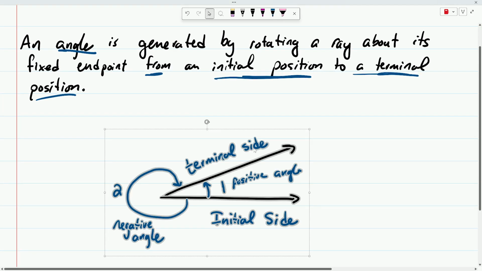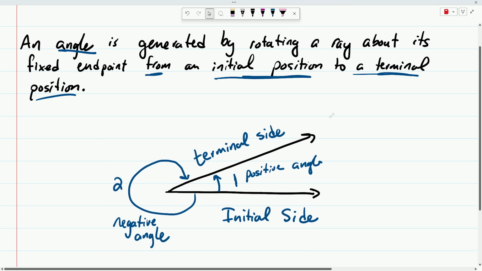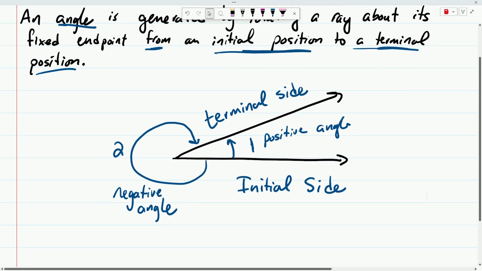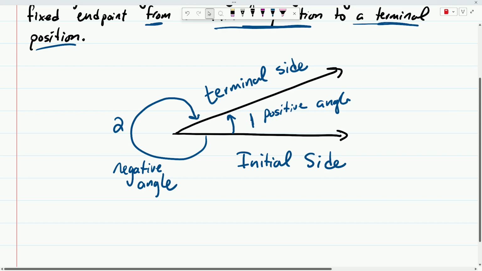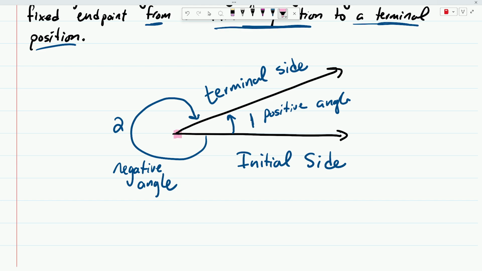So I'm going to paste it. And here's what an angle looks like. So first things first, all right? And I'll highlight as I talk. First, we have our initial side, and then we have our terminal side. This right here is called the angle. Now, if we go counterclockwise, we call this a positive angle. So angle 1 is a positive angle.